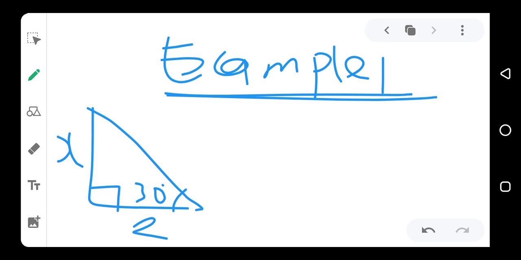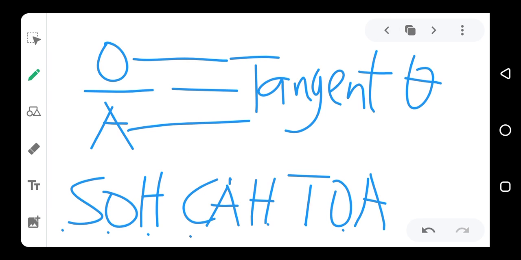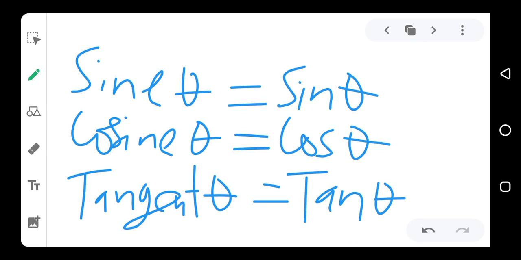Now here, the side that is facing the angle is called the opposite. So this x is opposite, and the side that is facing the 90 degrees is the hypotenuse. We are not given anything at the hypotenuse. We have the opposite, and the other side is the adjacent, which is 2. So we have opposite and adjacent. Which part of SOHCAHTOA has opposite and adjacent? It is this one. So we are using the tangent.